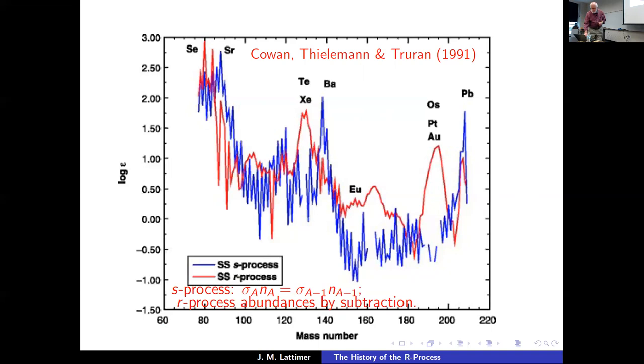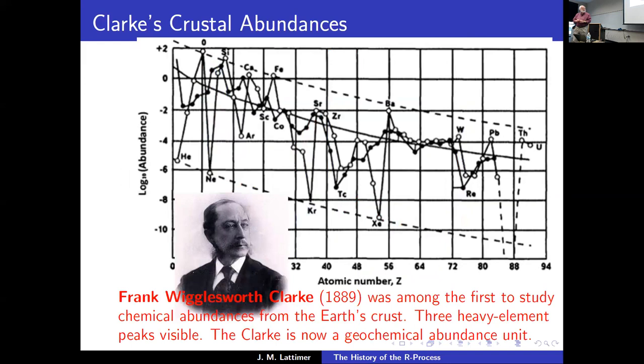So the story really begins with the first determination of elemental abundances. The first serious attempt at doing a comprehensive analysis was Frank Wigglesworth Clark in 1889, who produced this particular chart, and it shows the general trend that as you increase the atomic number, the abundances decrease. But you also see that there are three peaks connected with the now known neutron magic numbers at 50, 82, and 126, or with strontium, barium, and lead. But only one peak is apparently visible here. Clark eventually got a geochemical abundance unit named after himself.